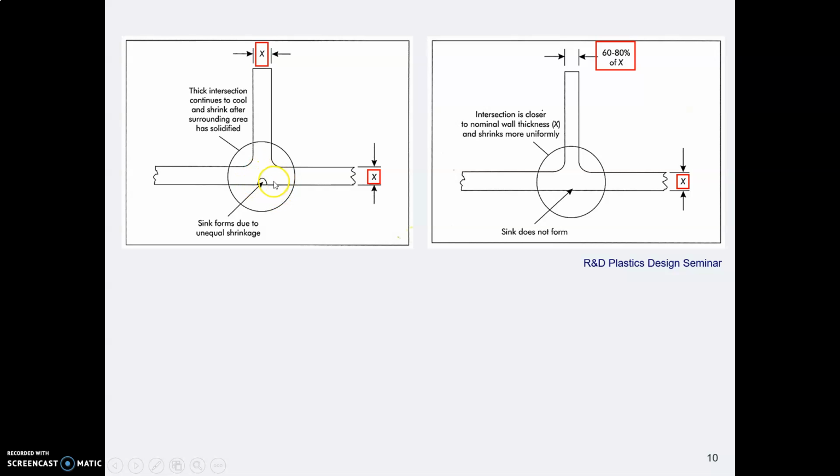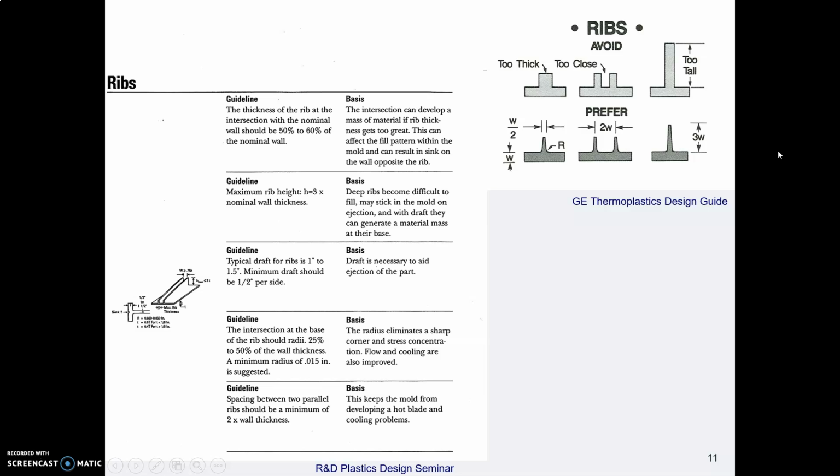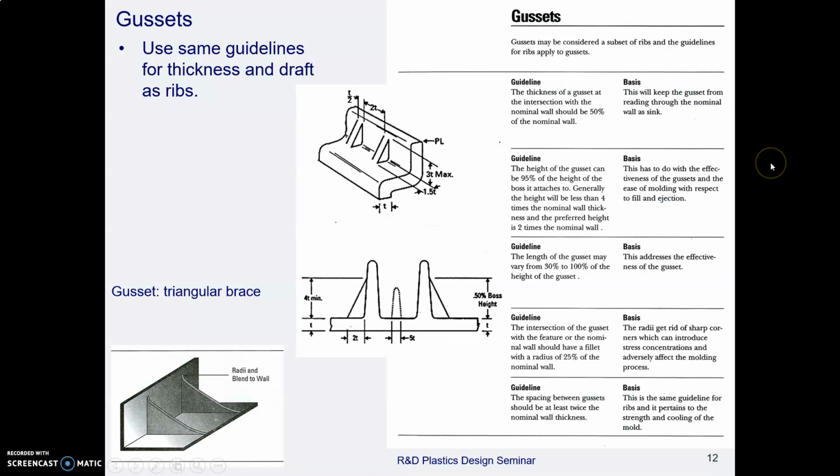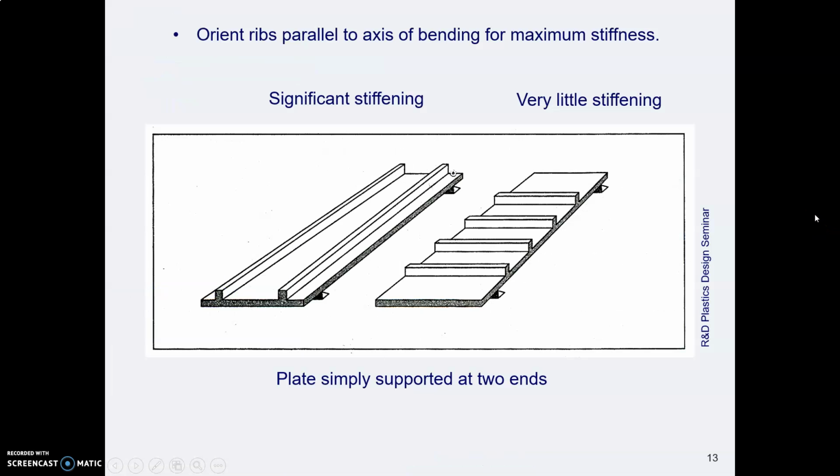And a sink is a place where the plastic has a depression. It's not flat across here. If you have the ribs thinner, you do not get a sink. Here's a guideline from GE Plastics. They also have suggestions about the height of the rib. A gusset is a triangular brace. It's essentially a triangular rib, and whatever guidelines you follow for ribs, you can follow for gussets.